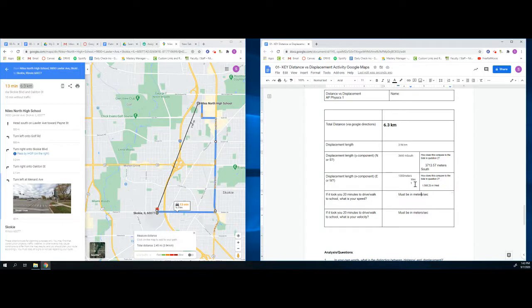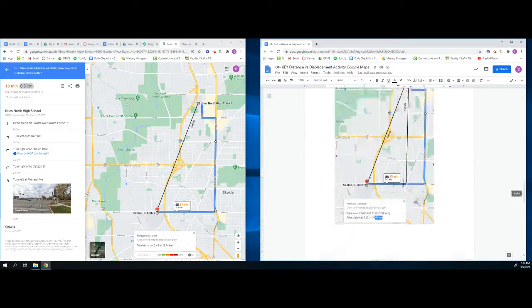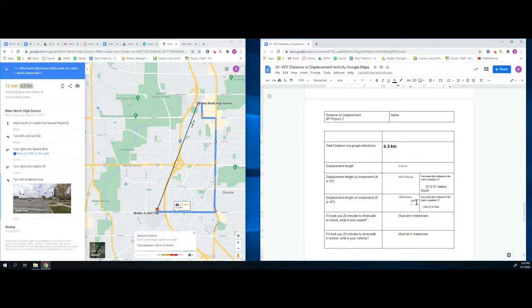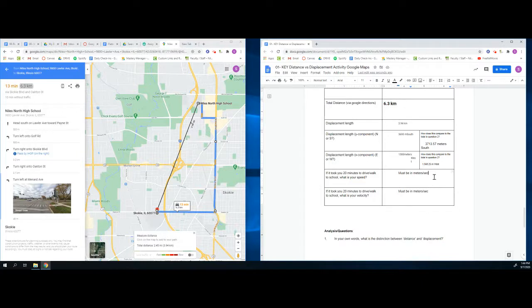Okay, so these numbers were a little bit off. Obviously, when I grabbed things, it wasn't completely perfectly straight, but overall, it should have been very close. These two numbers should have been identical, and these two numbers should have been identical. Okay, so I'm going to do one last thing, and that's do the meters per second.